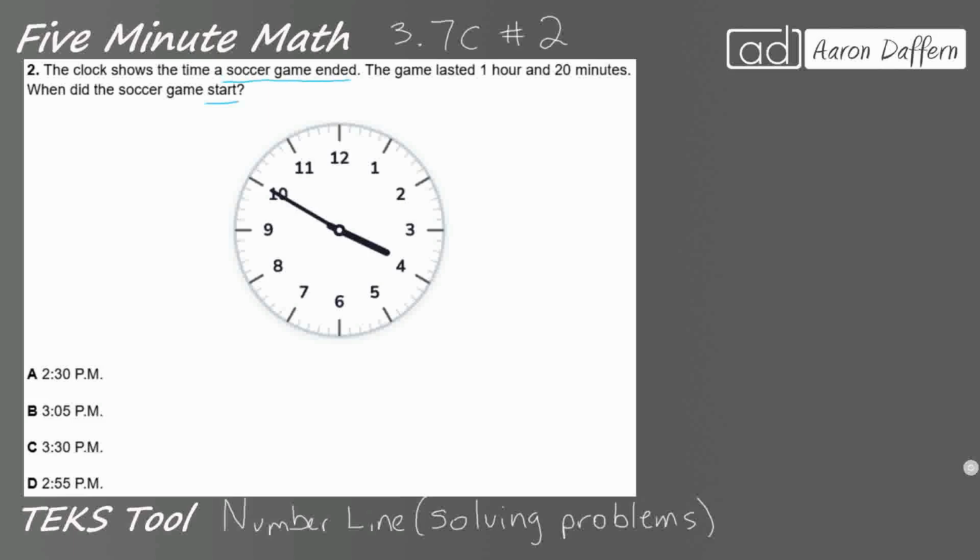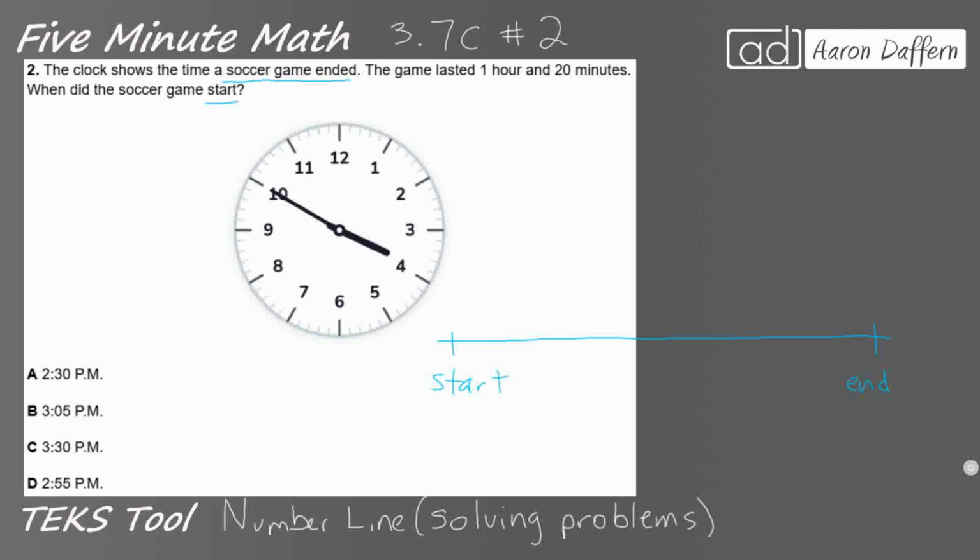So I'm going to draw a number line because we can use a number line to look at time intervals. And we are going to have a start time, which is what we're looking for. We're looking for the start time. And then we have the end time. That's what the clock shows.